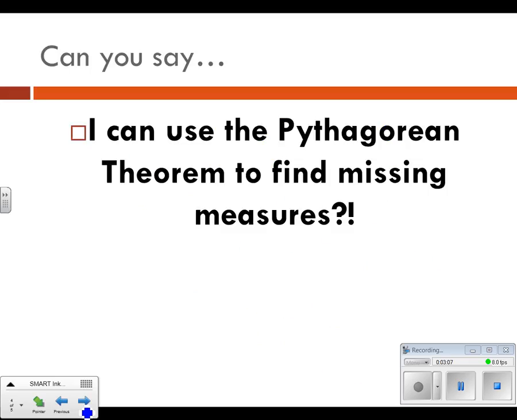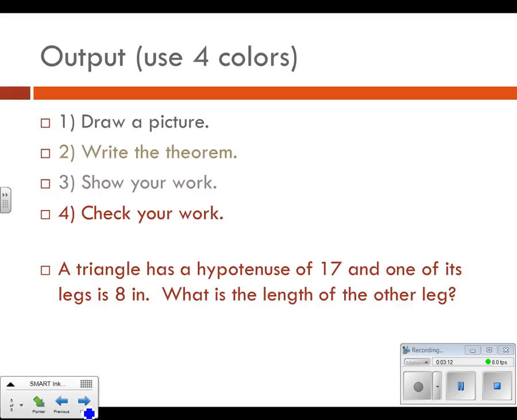Can you say, I can use the Pythagorean theorem to find missing measures? Here's your output to work out in class. Be prepared with questions for the work time in class.